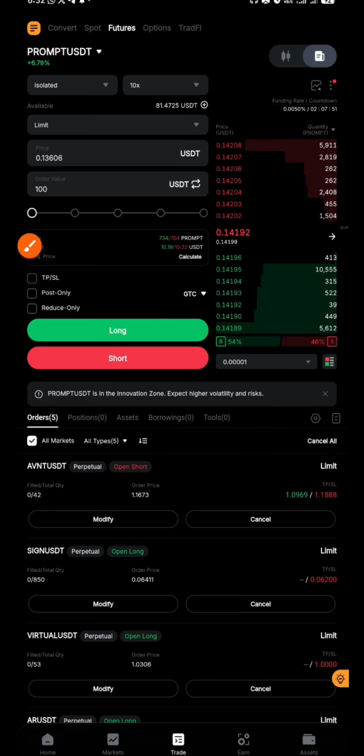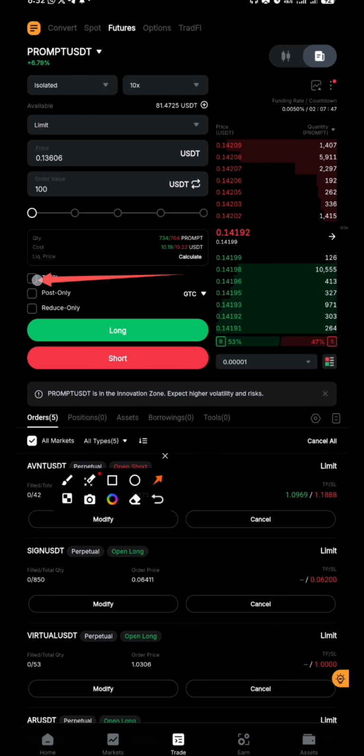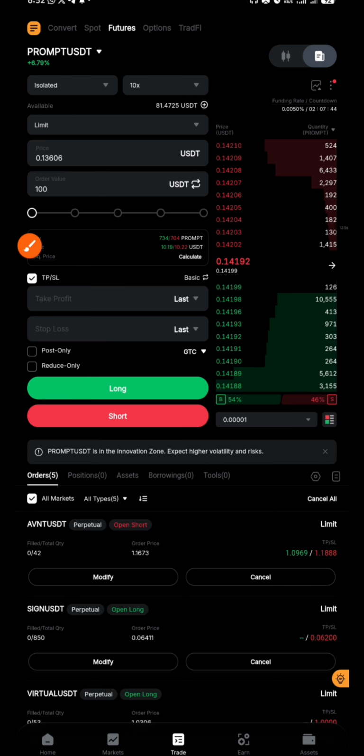Now you have to pay attention to your stop loss and your take profit. You have to tick that box, so I will tick it.